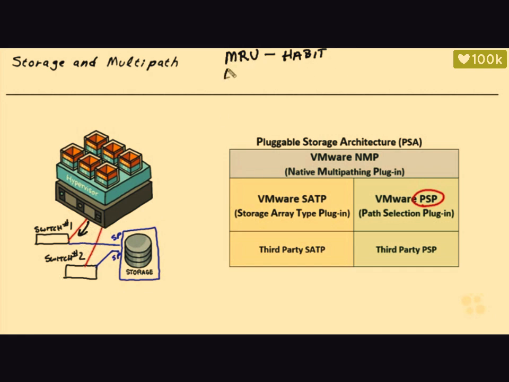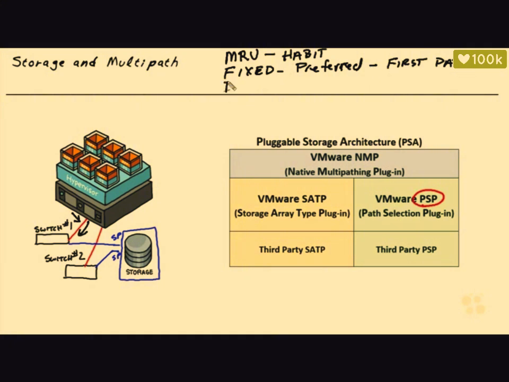Another option that we have is fixed. And with fixed, it's going to use the preferred path. So let's imagine that on this ESXi host, this path number one through switch number one is the preferred path, and that's what it's going to use until there's a fault or a failure with that path, and then it can swap over to the alternate path. And if we've set up multipathing and we haven't specified a preferred path, it'll go ahead and use the first path at boot up that it has available to it, and it will identify that as the quote-unquote preferred path and just continue to use that until there's a problem with that path.